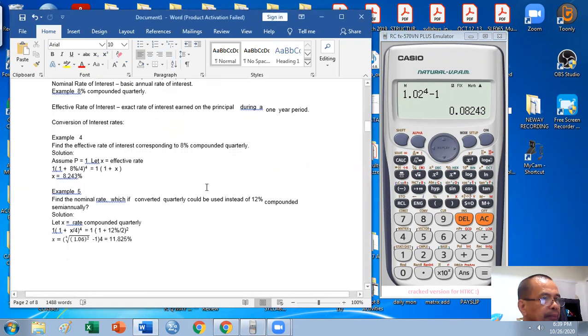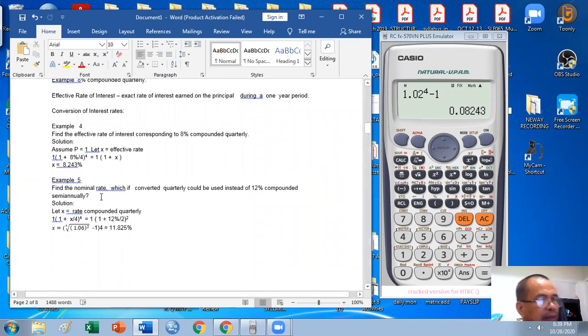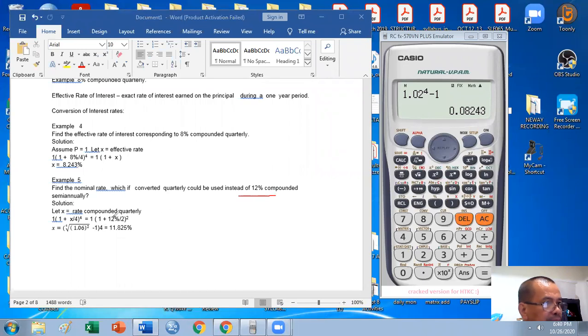Next here, example 5. Find the nominal rate which if converted quarterly could be used instead of 12% compounded semi-annually. So, pag sinabing converted quarterly, look at the equation. Pera mo piso times (1 plus unknown x over 4) to the 4th kasi quarter, 4 na interest period, is the same as 1 since 12% compounded semi-annually yan, that is (1 plus 12% divided by 2). So, ito yung equation na sasolvin mo.